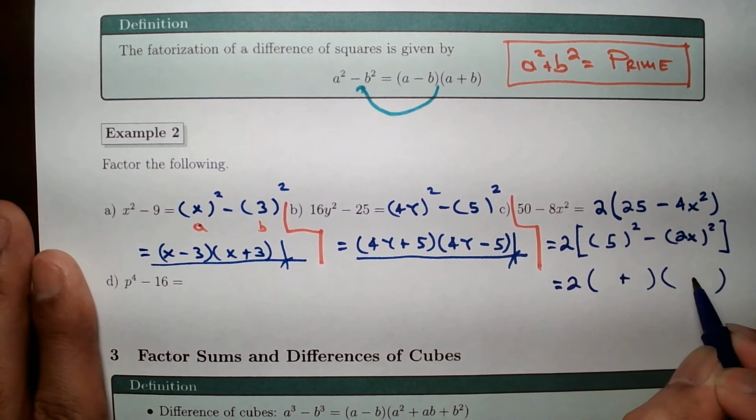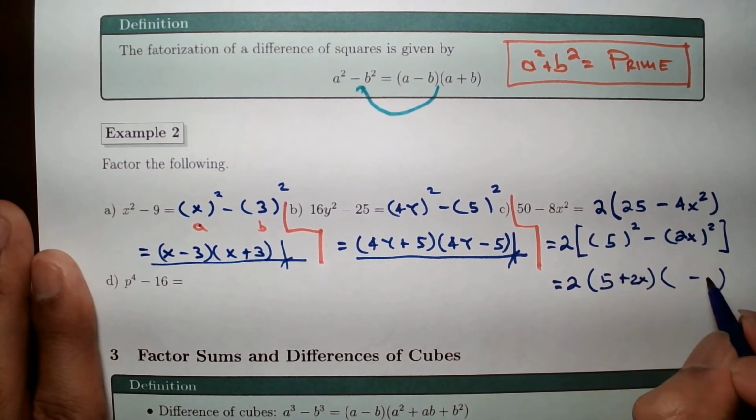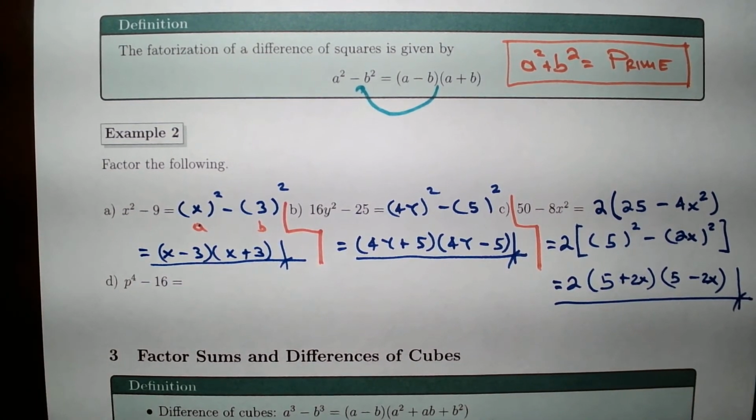1 plus, 1 minus, or 1 minus and then 1 plus: 5 plus 2x, 5 minus 2x. Final answer. We're done. Let's do one more.